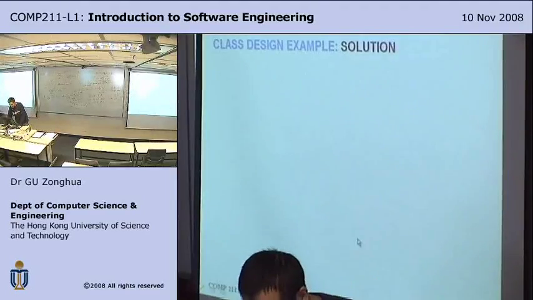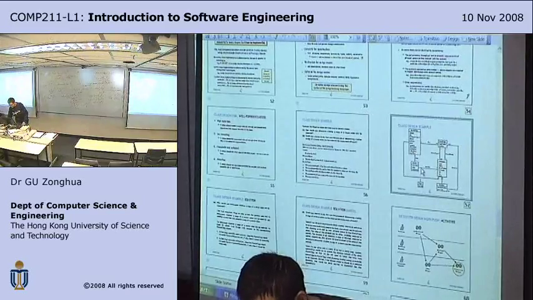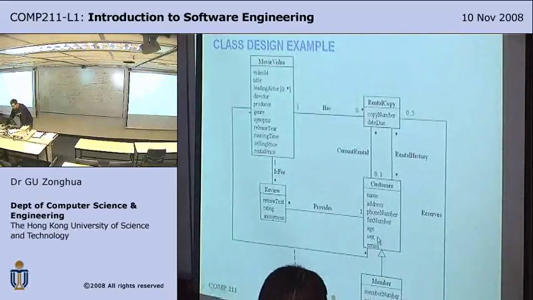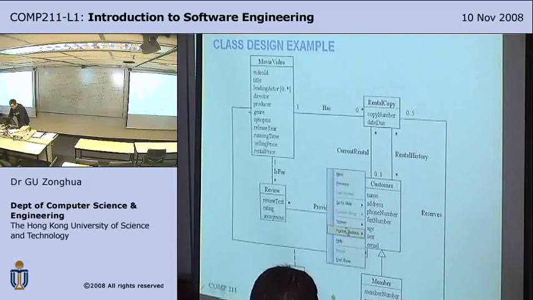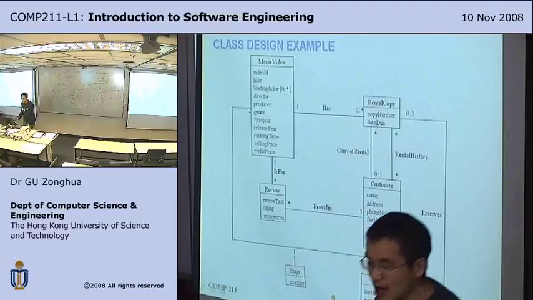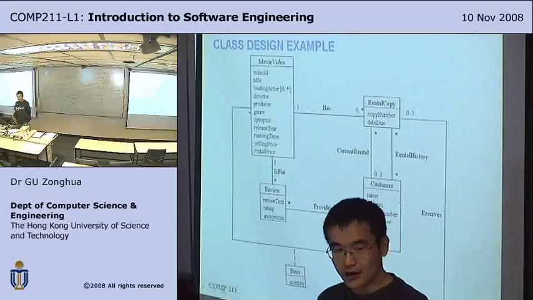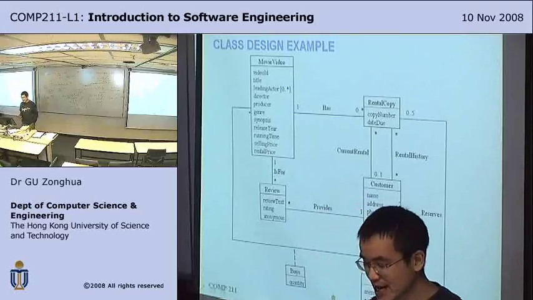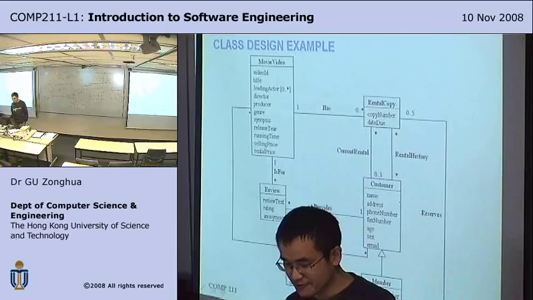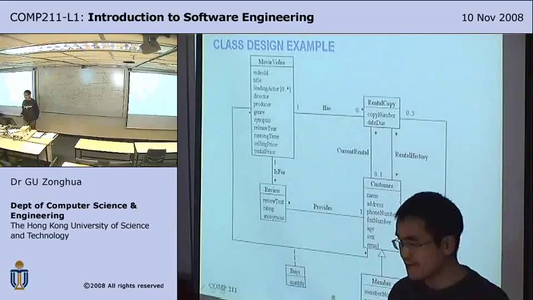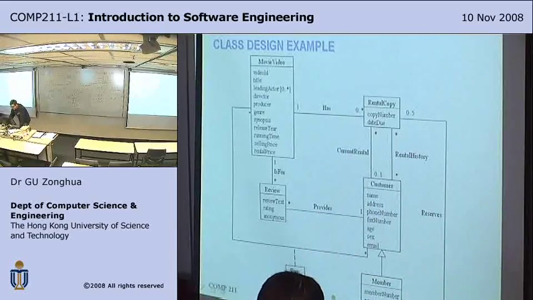So here's the class diagram we saw before. Notice that the staff is not a class in it, because the system does not need to keep track of the staff who handled the transaction. The system only needs to keep track of the customer and the video information. So the staff gets a member number, so he looks up the member object based on the member number and a video ID.